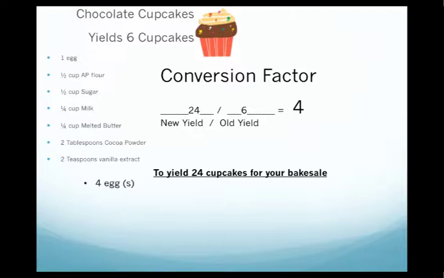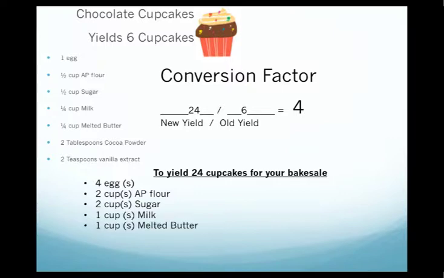So for the first thing, I'm going to need 4 eggs. 1 times 4 equals 4. I'm going to need 2 cups of flour, because 4 times half is 2. I will need 2 cups of sugar. I will need 1 cup of milk. I will need 1 cup of melted butter.